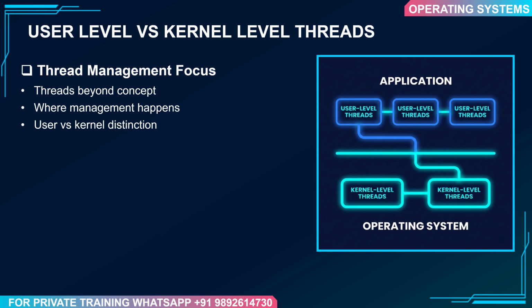Until now, we have talked about threads at a conceptual level. We know that a thread is the smallest unit of execution and that multiple threads inside a process allow tasks to run concurrently. What we have not discussed yet is where these threads are managed. Are they handled entirely by the operating system or are they managed by the application itself? This is exactly where the idea of user level threads and kernel level threads comes in.